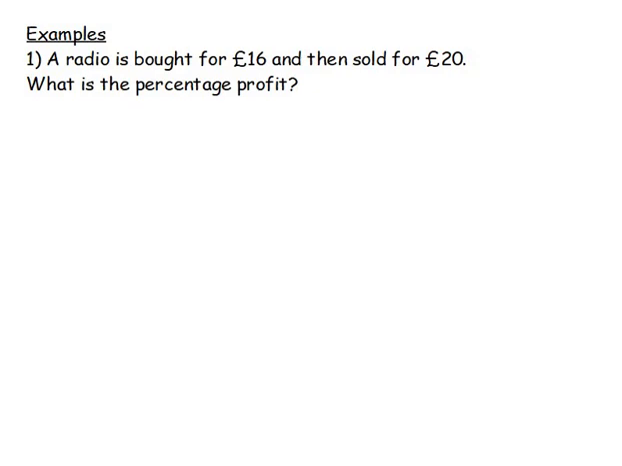So question 1, a radio is bought for £16 and then sold for £20. What is the percentage profit? Now it's a profit because you can see the price has gone up. So the first thing we want to do is work out the change, work out the difference between the two prices. So all you're going to do is subtract the two prices, make sure the largest one goes first. So 20 take away 16 gives us 4.